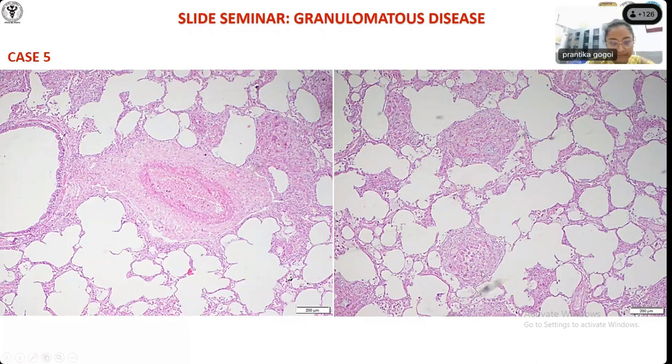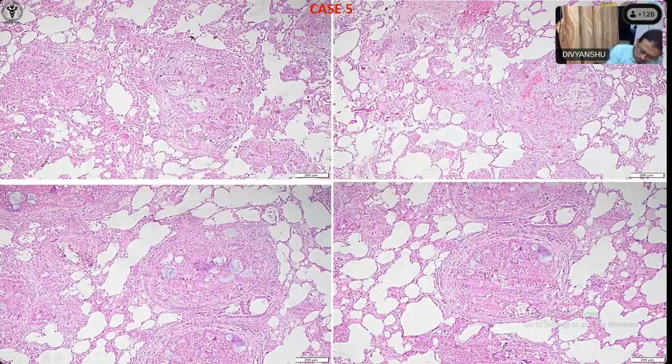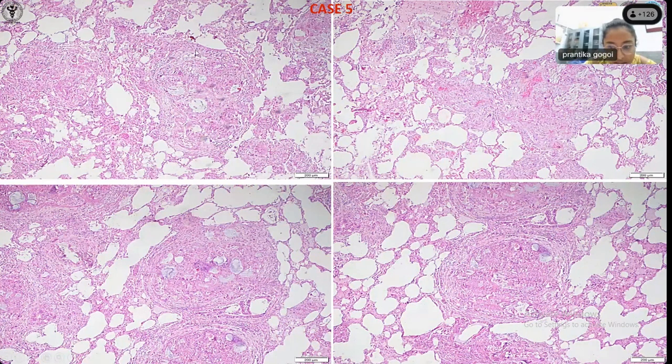Okay, yes. I'll go to the next slide. Identify, and let's see your observation. Why I'm highlighting is that the granuloma component, structure, and their location is very important. Again, what are you seeing? Sir, I can see granuloma. Right. Here one granuloma. Yes, sir. Okay, there are again granulomas. What structure is this in the fourth picture?